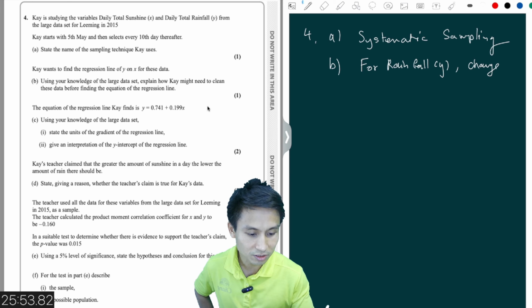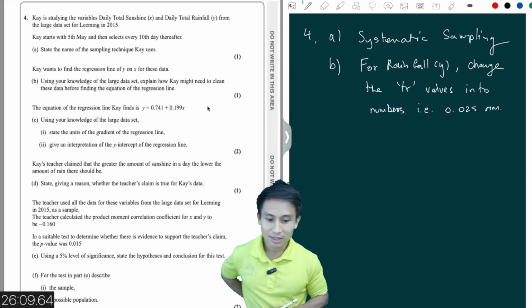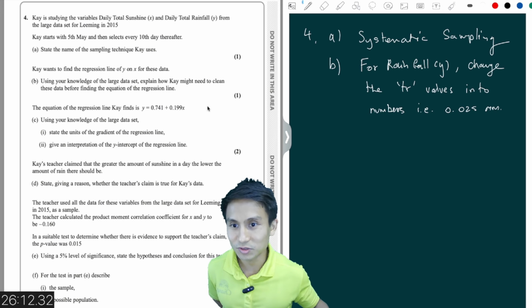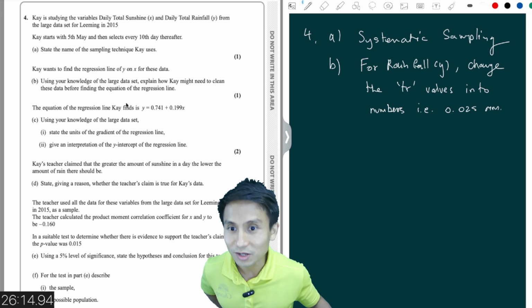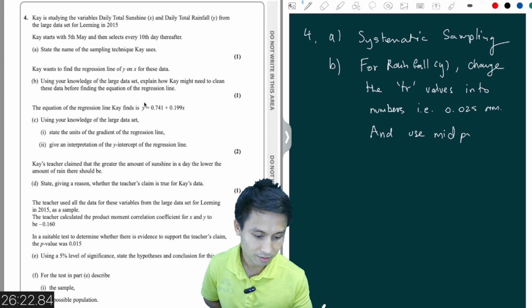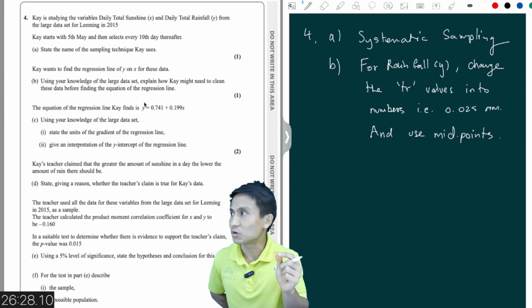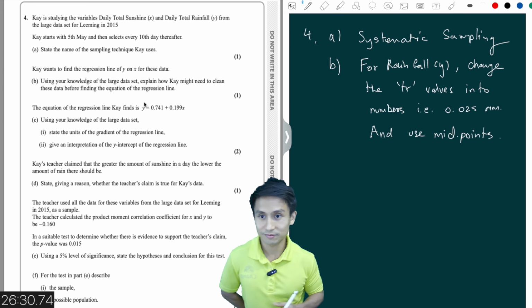We need to change the TR values into numbers, i.e. 0.025 millimeters, because that's like the midpoint. And also K might need to clean the data before finding the equation of the regression line, and use midpoints. Yeah, because the rainfall might be given to you in ranges, right? So we need to do the midpoints now.